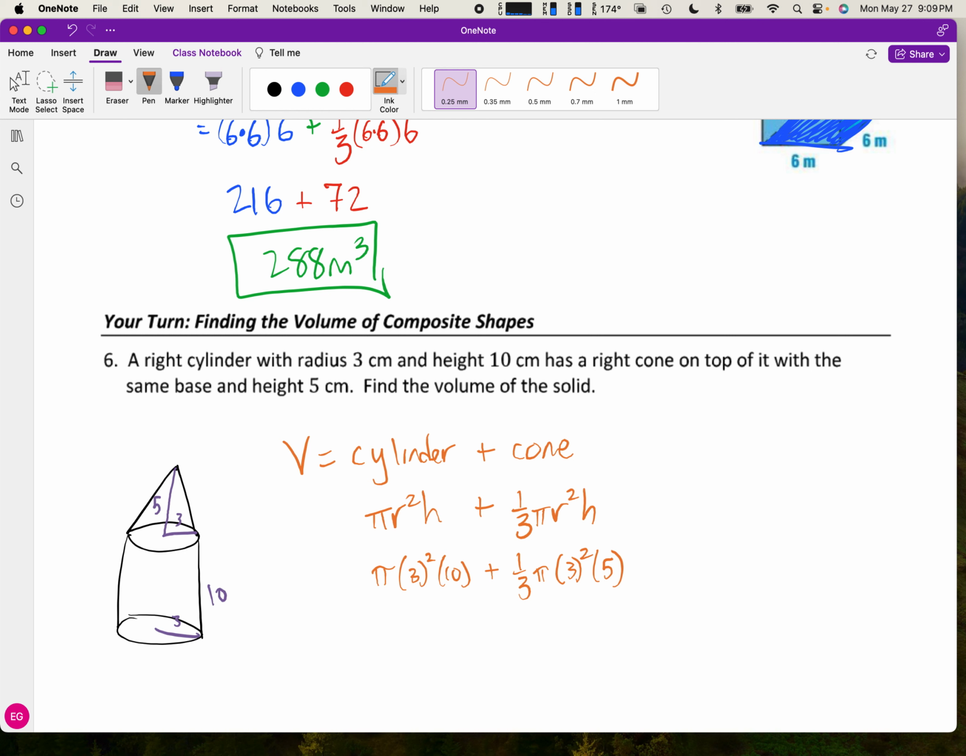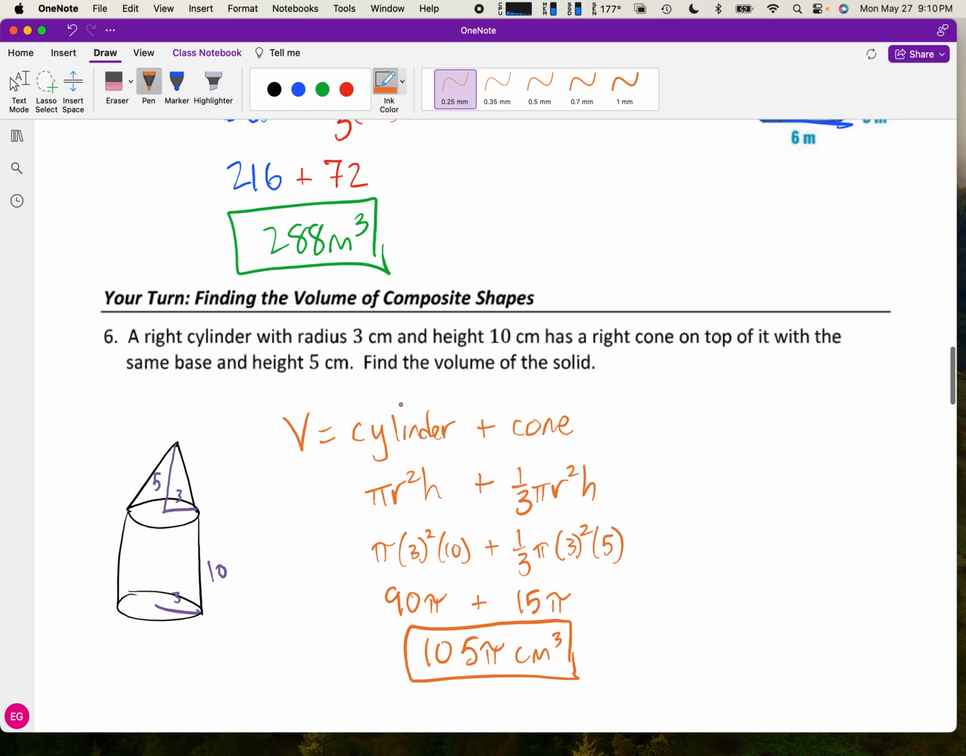So if I do 3 squared times 10 in the calculator, I'm going to get 90 pi. Remember, we just ignore the pi when we're typing it in the calculator. Same idea here. I'm going to do 1/3 times 3 squared times 5 in the calculator, and that will give me 15 pi. And when I add those up, I'll get 105 pi. And our units were centimeters, and this is volume, so centimeters cubed. So we have 105 pi centimeters cubed. And there you have it.